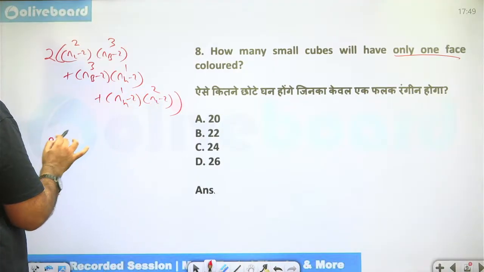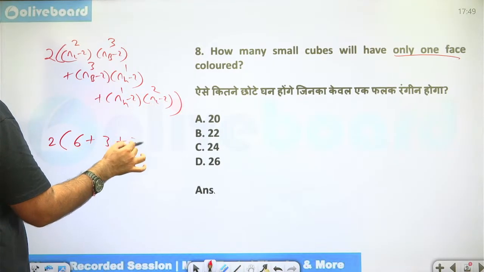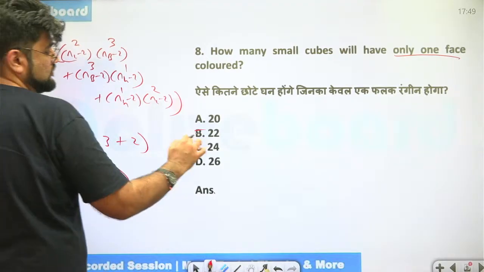So what is the answer? 2 into (3 times 2, 6, plus 3 plus 2). So 11 into 2 is 22. Option B should be the correct answer.